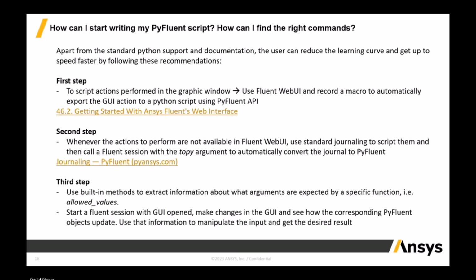And as a final piece of advice, what I would do is start a Fluent session with the GUI open, and then open a PyFluent script and hook that PyFluent script to that open session, and then start questioning when I do manual operations in the UI. Question how that is affecting my PyFluent objects, and from that information I can extract a lot of data and a lot of details about what a PyFluent call or function does to the PyFluent method.